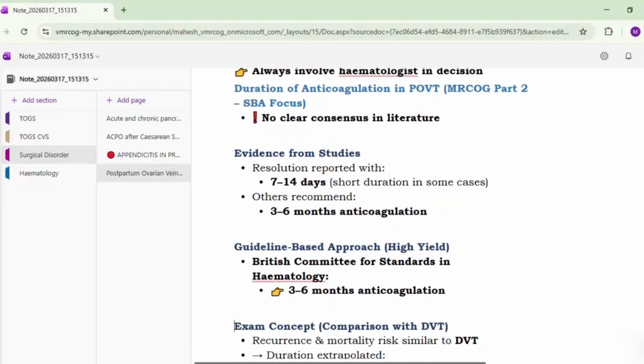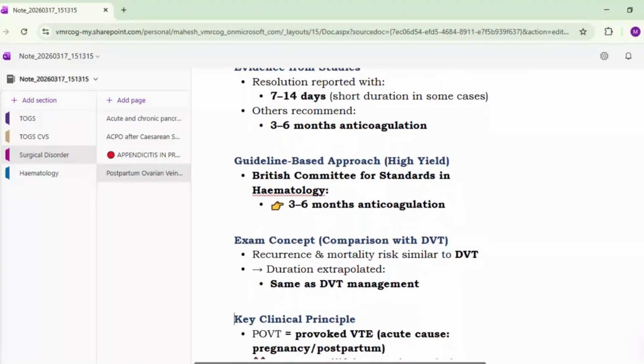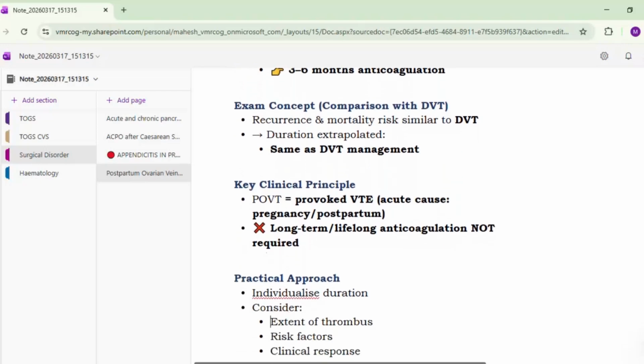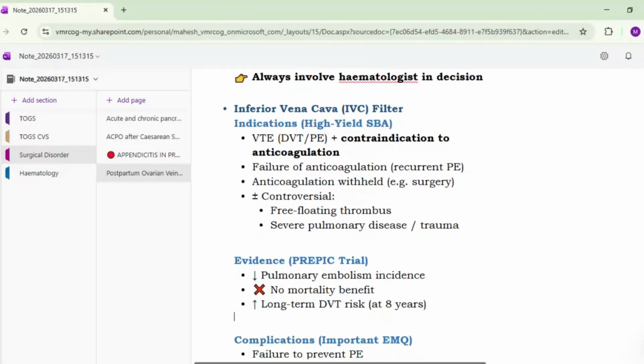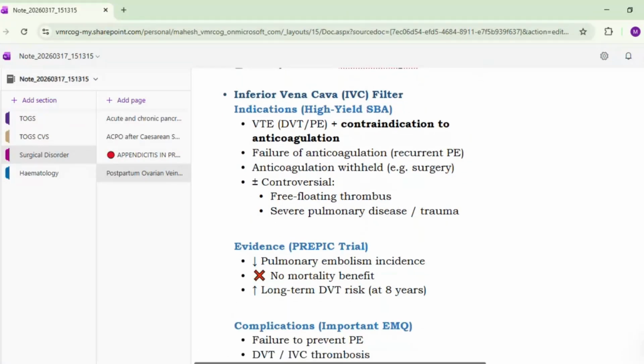So duration of anticoagulation, there is no clear consensus. This we have already discussed. Okay. So next is the inferior vena cava filter. Okay, what are the indications for IVC filter?